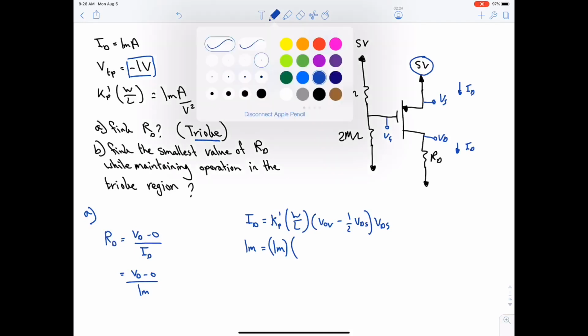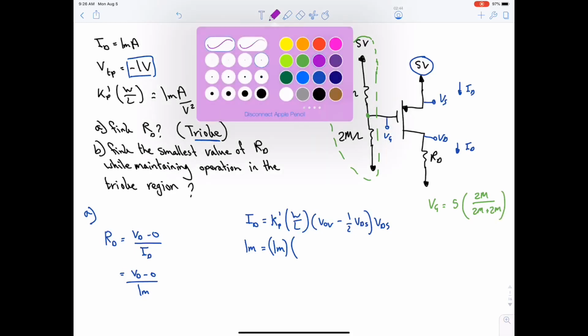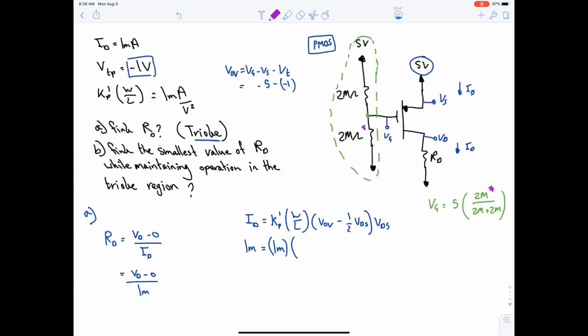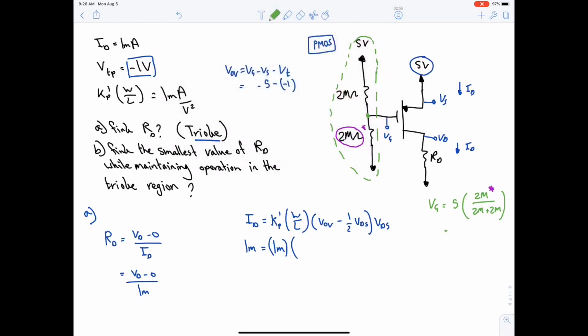Let's see. How can we find VG? Notice here that we have two resistors and there's a voltage source, and we're looking for the point in between them, so we have to do a voltage division. So VG is equal to 5 multiplied by 2 mega over 2 mega plus 2 mega. This 2 mega is the one at the bottom always. The numerator is the lower resistance. Okay, so the answer here is 2.5 volt. Hence VOV is equal to minus 1.5 volt.